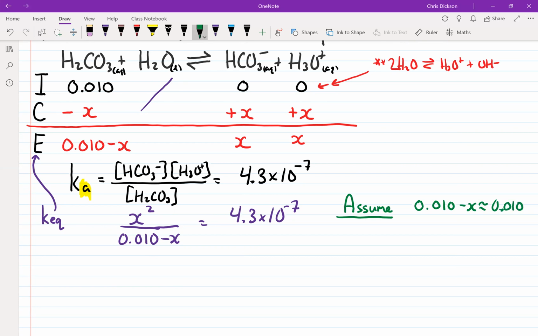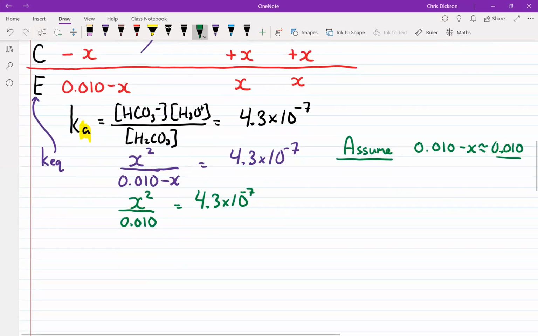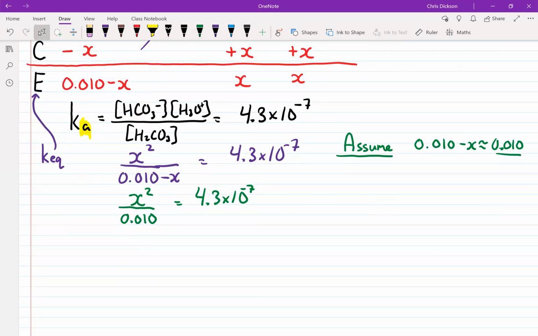Now, it obviously can't be equal to that number. It would have to be smaller, but I'm going to make the assumption that this change is so small, so insignificant, that my final concentration is going to be almost the same as the original for the acid. And when I make that step in my thinking, I get x squared all over 0.010, because I'm saying it's pretty much the original number. And that's going to equal 4.3 times 10 to the minus 7. So let's find out our x value now. And we'll come back to the assumption at the end of this question and see if it's a good assumption or a bad assumption.